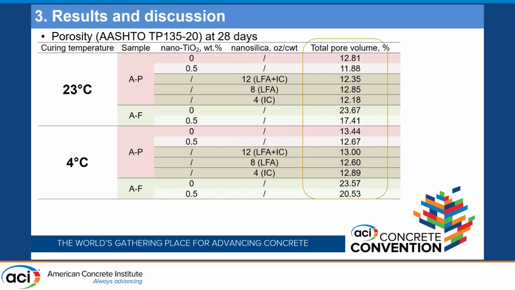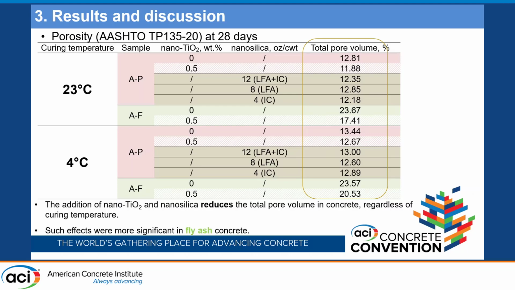So we added either 12, there was a combination of 2 of them, or 8 for this particular one called LFA. It stands for liquid fly ash. That's how they market it. And 4 ounces, that's for internal cure. That's how the manufacturer markets that. So the addition of both of those nanomaterials, titanium dioxide and nano-silica, reduced the porosity.